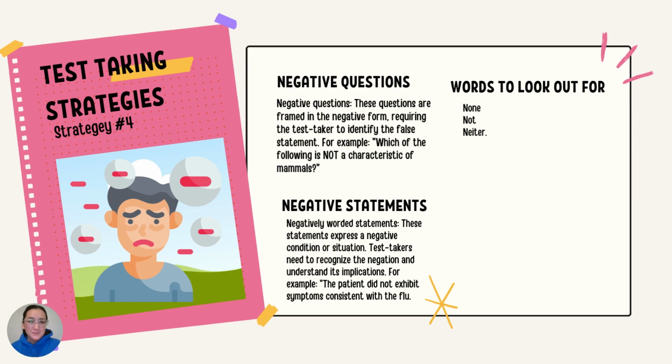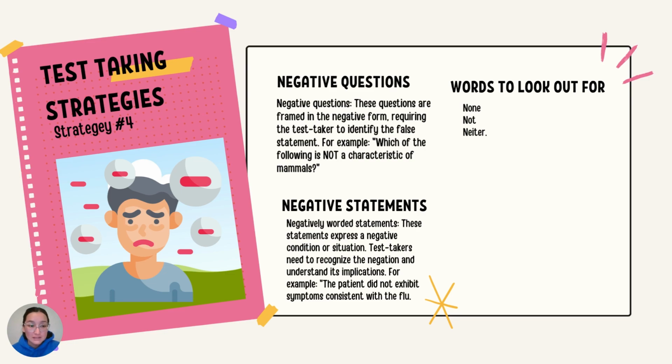For example, and this is going to be our example for the day, so make sure we're listening and following along. Which of the following is not a characteristic of mammals? So that word not, paying very, very close attention to those nots, nones, neithers. Those are going to be those words that you're going to look out for in negative questions. Not a characteristic of mammals.